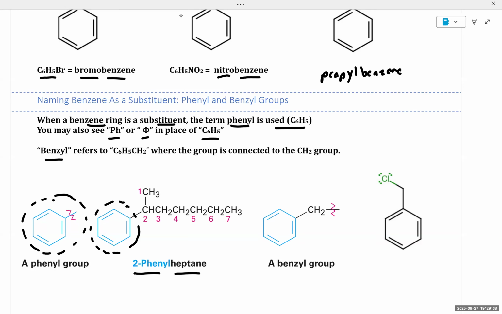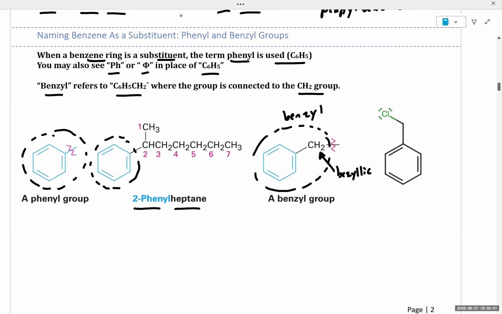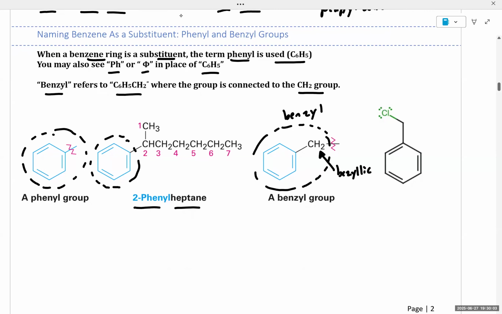The benzyl group refers to the C6H5CH2 group when a group is connected to this methylene group. So this entire collection of atoms is known as a benzyl group, and the position attached to the CH2 group is the benzylic position. So for example, the following molecule would be named as benzyl chloride.